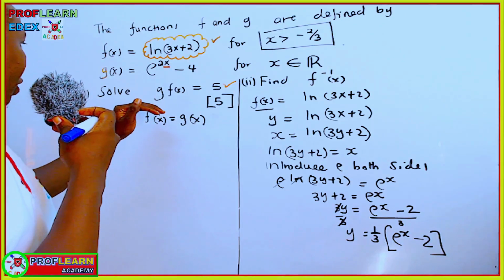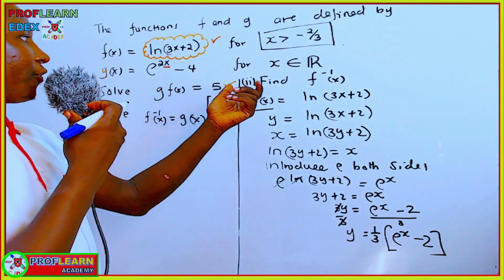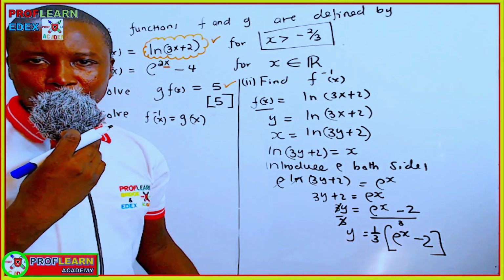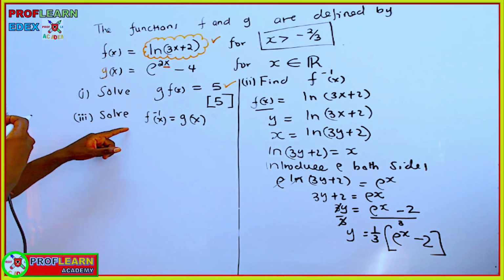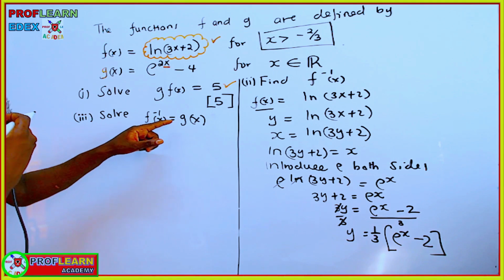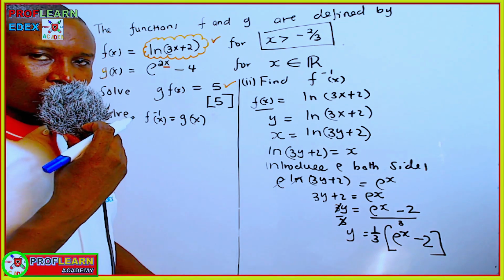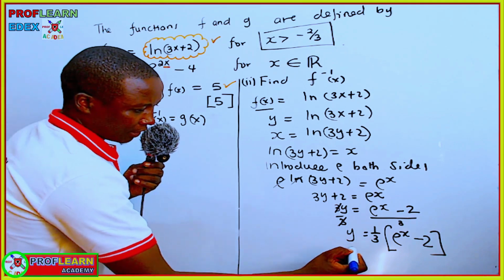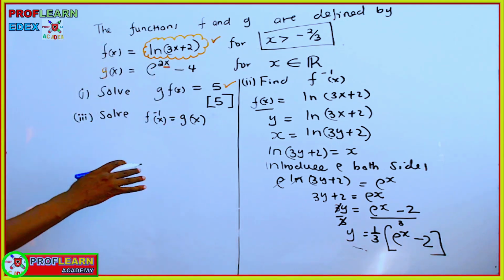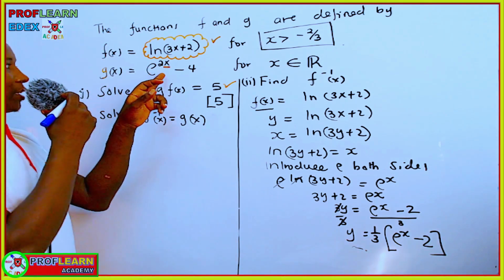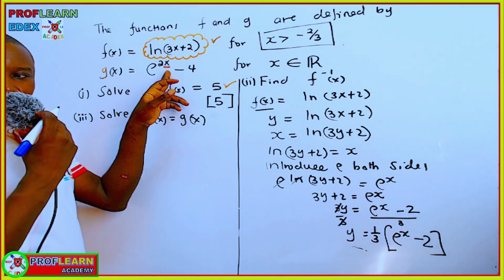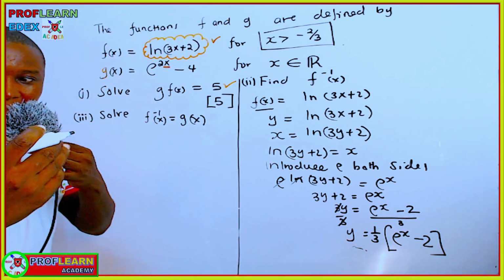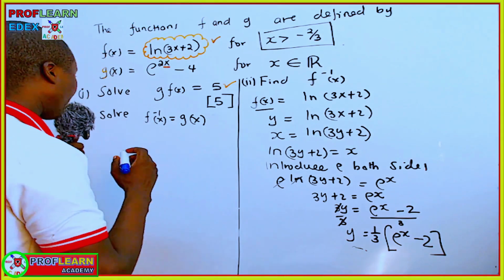For the function g, after finding the inverse, we are supposed to solve the equation f inverse of x equals g of x. So we are going to use the answer that we obtained here and equate it to g of x. That is exactly what we are supposed to do at this point. Now follow me so that we can work through it.